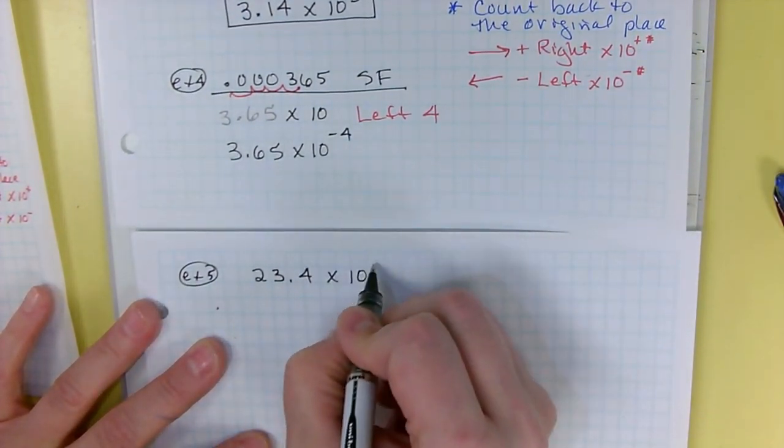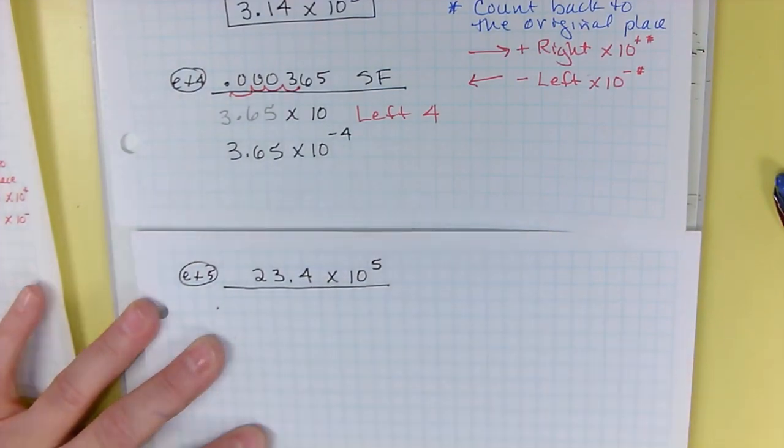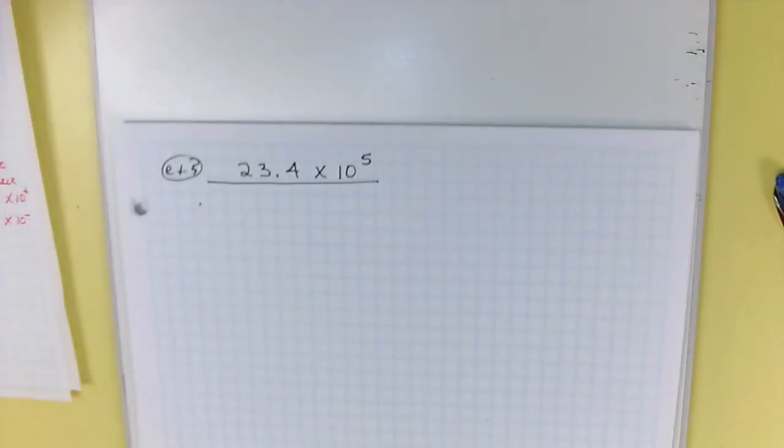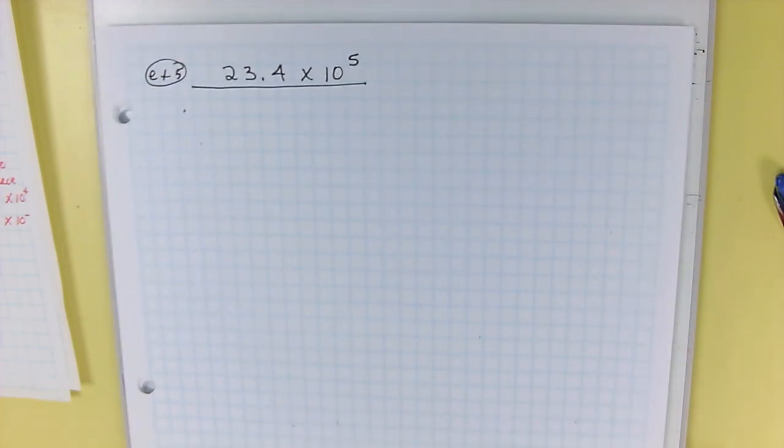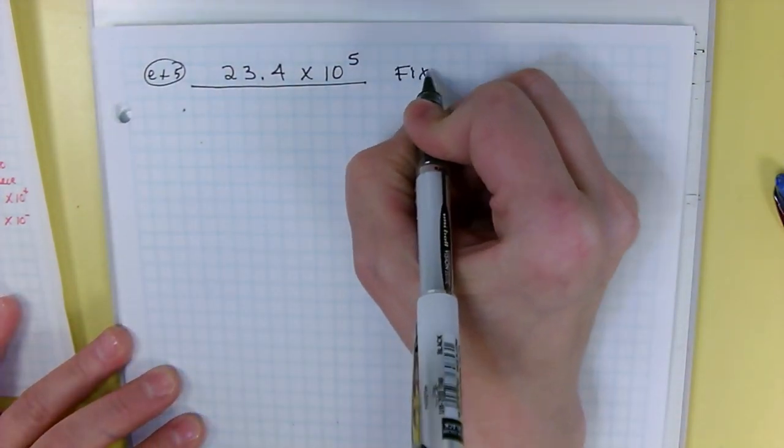23.4 times 10 to the power of 5. What is wrong with this number? It's not in between 1 and 10. That's right. It's too big. It's not between 1 and 10. So this one we need to fix.